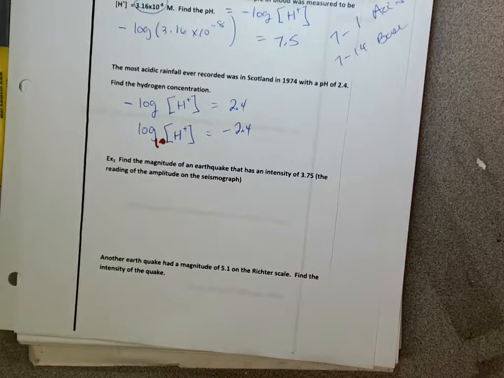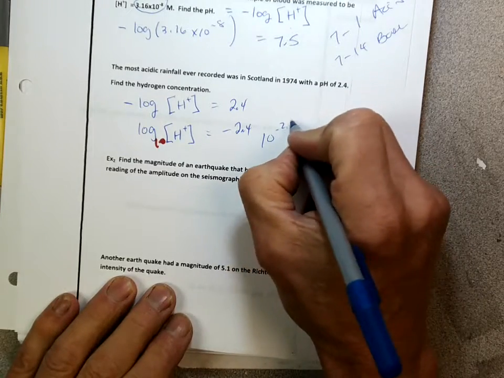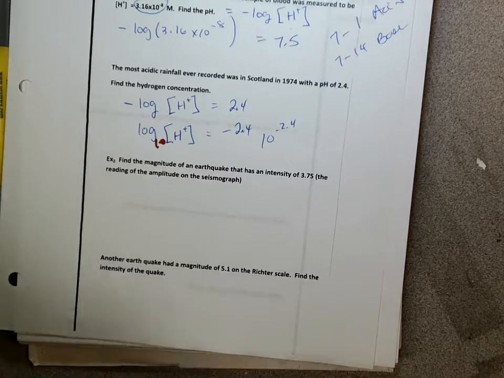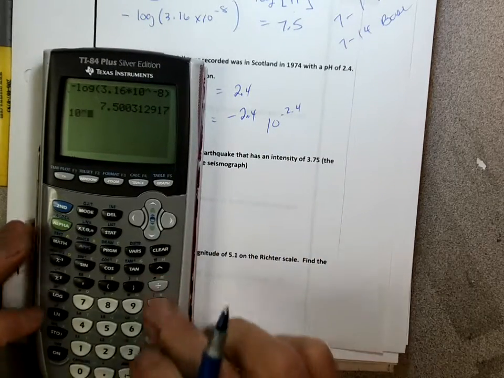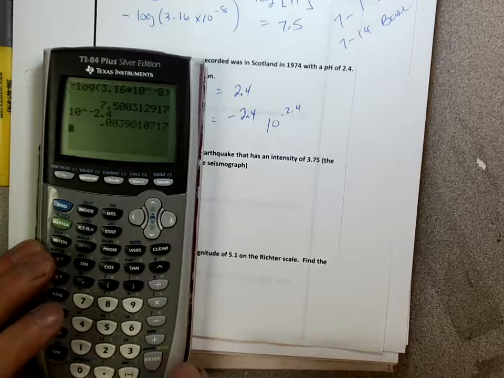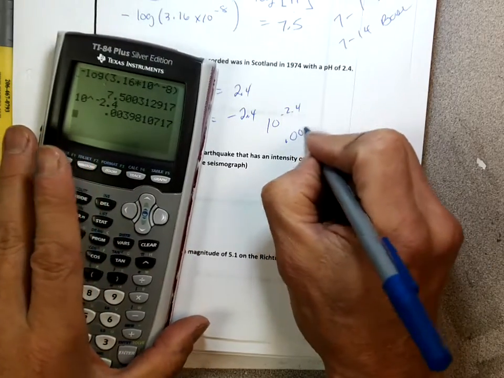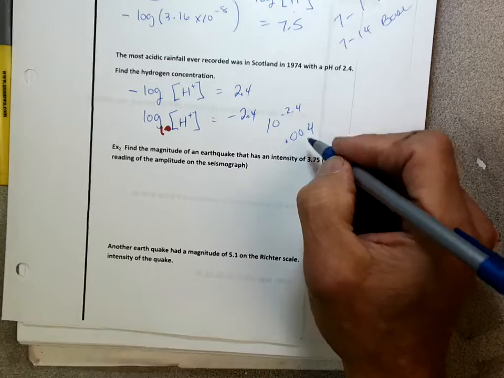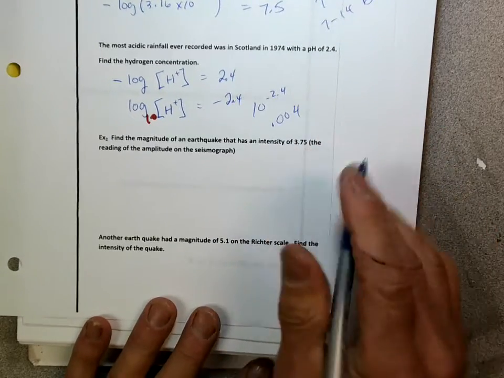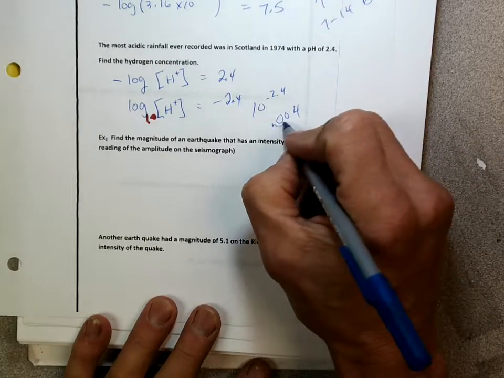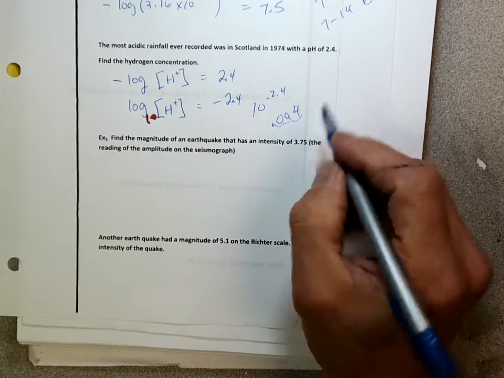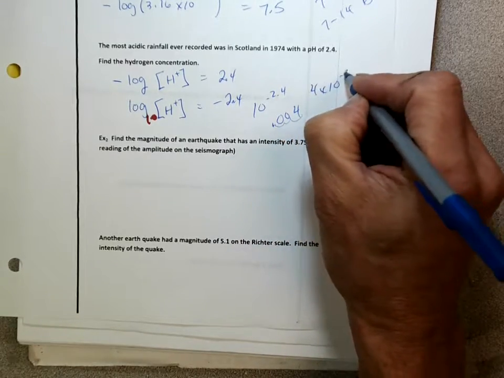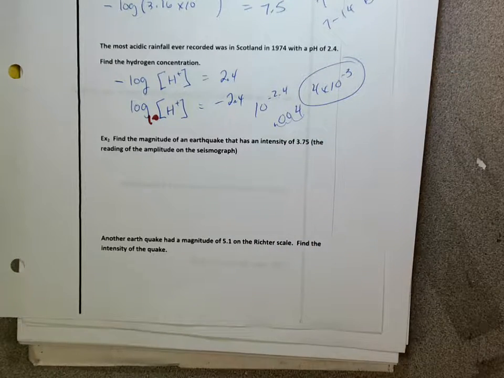So we're going to rewrite this as 10 to the negative 2.4. And I'm just going to use my calculator. That's pretty easy. 10 to the negative 2.4. And I get an answer of about 0.004. Okay. And I can rewrite that as, 1, 2, 3, right? So I can write it as 4 times 10 to the negative third, okay? And that'd be your hydrogen concentration. Okay. Not too bad.